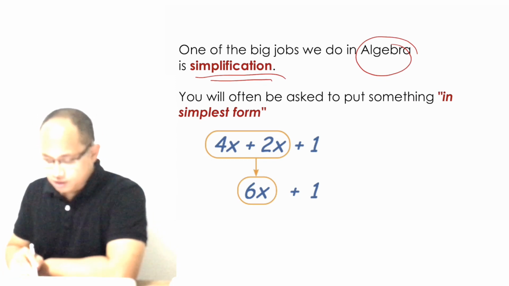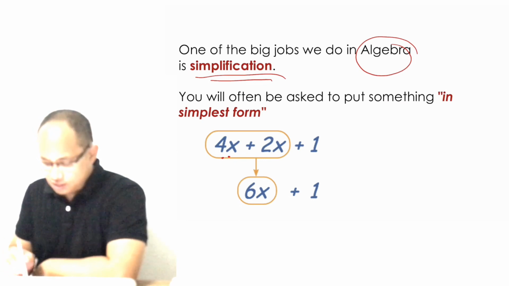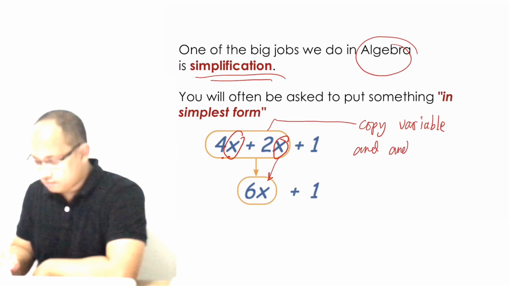I have an example here. For example, 4x plus 2x plus 1. Now, how do we simplify this? Notice they both have the same variable, x. So what we do is copy x, copy the variable, and add the coefficients.